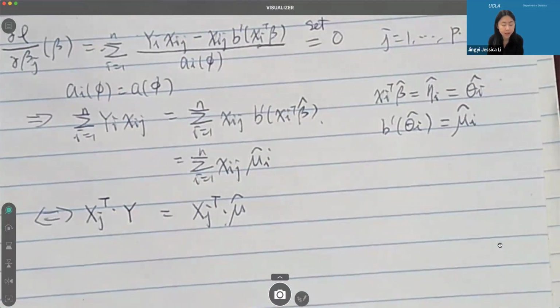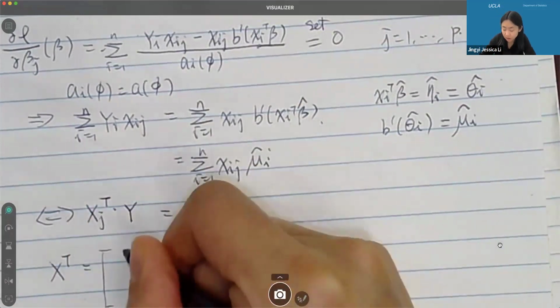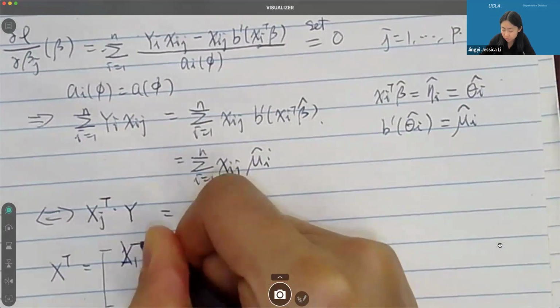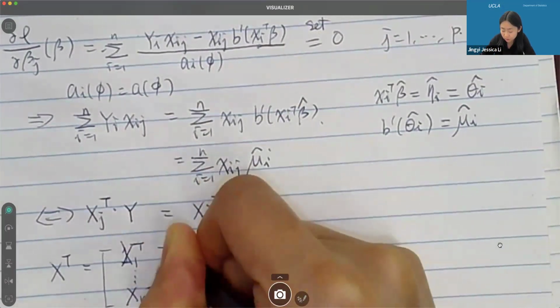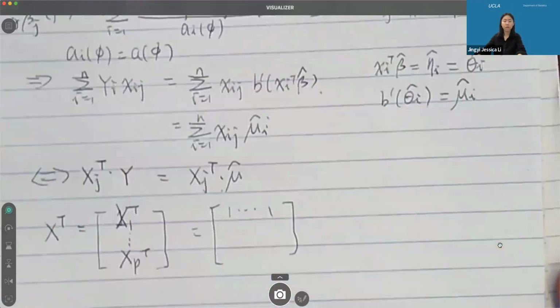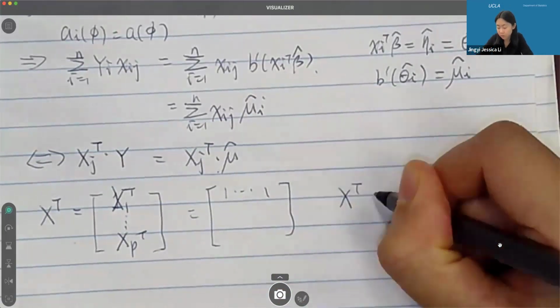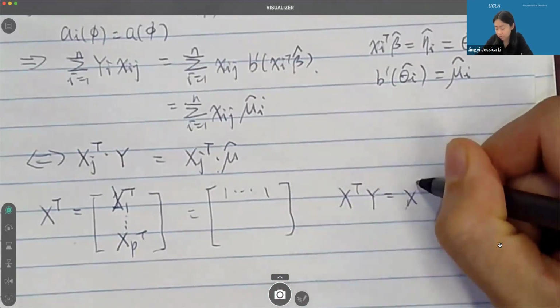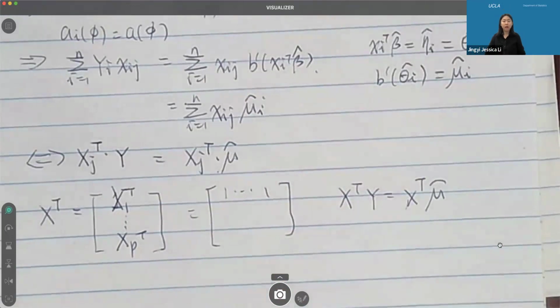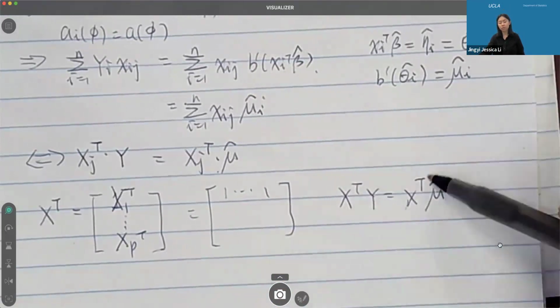Okay, so how do we interpret this? I'm just saying that the design matrix transpose, X transpose, is basically X1 transpose to Xp transpose. In particular, the first row is just ones. Therefore, we have X transpose Y equal to X transpose mu hat. So besides the interpretation for the first X row, we have the Y sum equals mu hat sum.